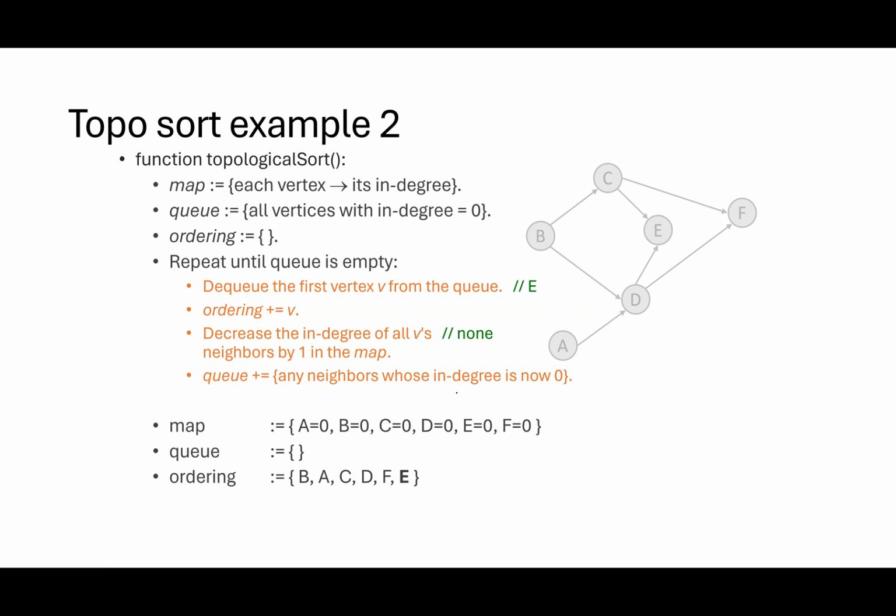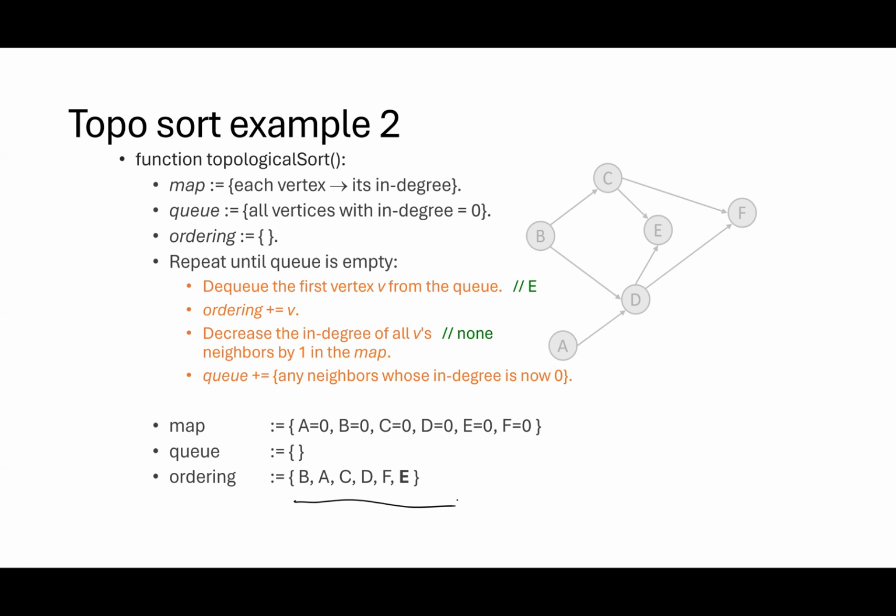And finally, we dequeue F. F didn't have any neighbor, so we just added E and F to the ordering. And finally, we see that we have 6 vertices here. So that means we're successful in doing a topological sort for this graph, right?